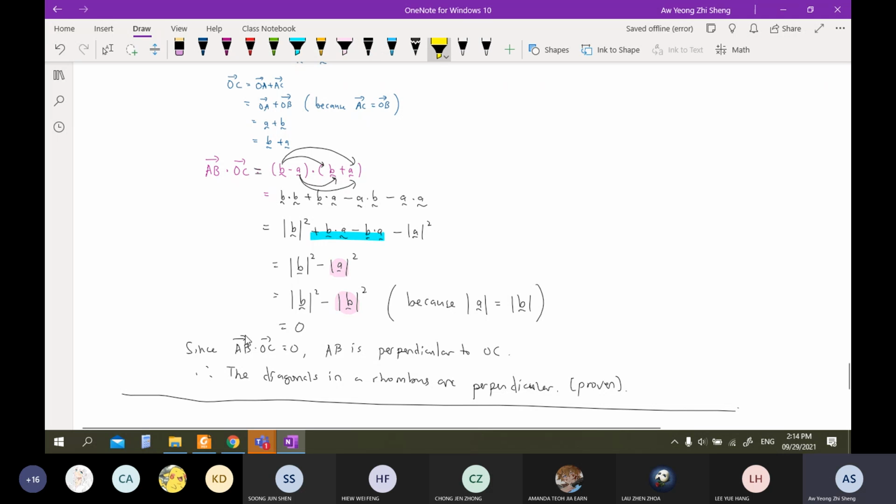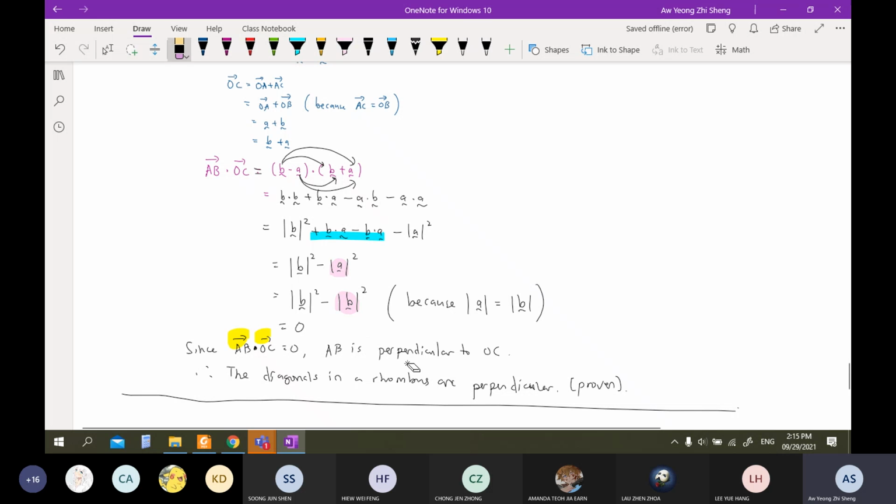So notice that here, when I have arrows above, when you talk about dot product, when you use the dot, the two things involved at the left and right of the dot must be vectors. But when you talk about perpendicular, it's actually also correct if you say vector AB is perpendicular to vector OC. It's also correct. But what we are more concerned about is only the line AB and OC.